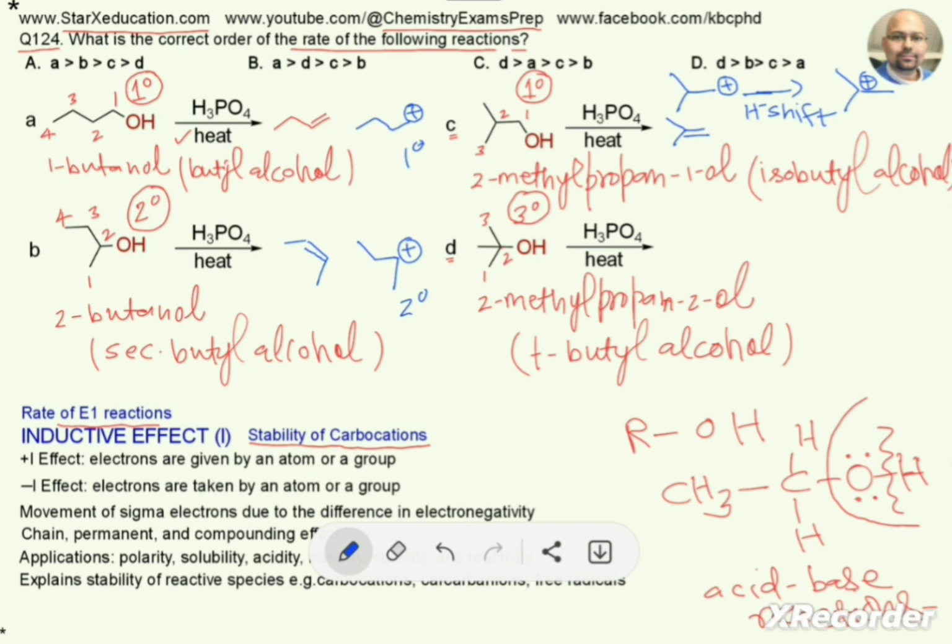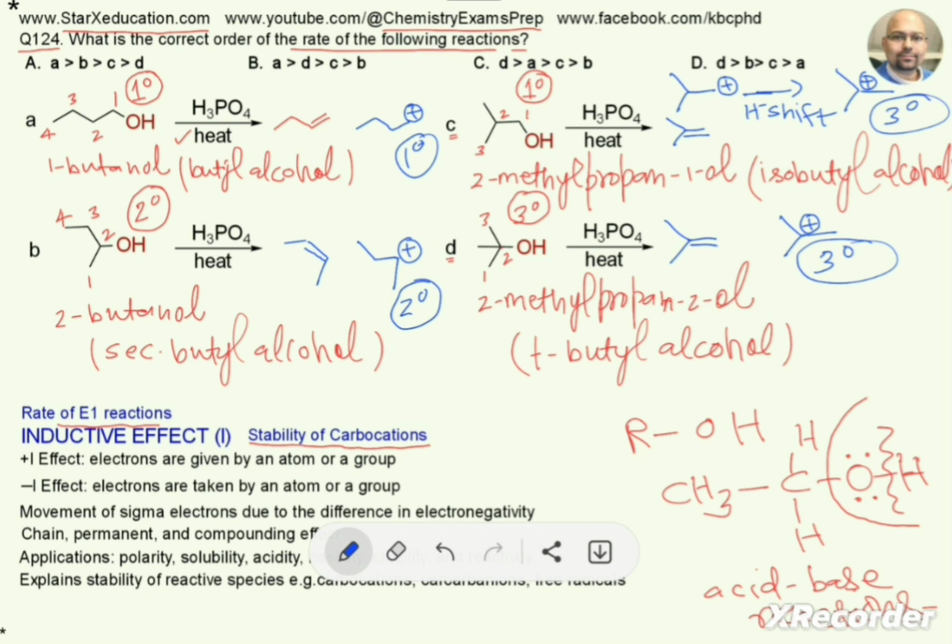Now to see the product of D, we form a tertiary carbocation here. So the carbocation is tertiary and the product is same as in case of alcohol in C. So this is in case of C, a tertiary carbocation, and in case of D, a tertiary carbocation. So now we have three types of carbocations.